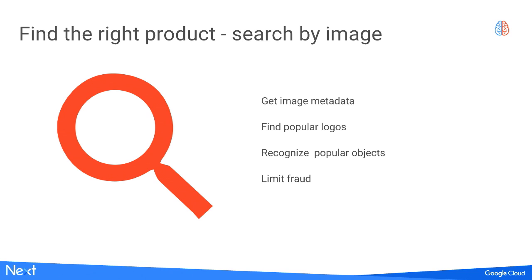So what I want to spend some time thinking about is how do we think about finding the right product? There are a couple of things you can go around. One is, when the user of your website sends an image as part of the search box, how can I get metadata on that image? What is that image about so I can drive a search process? The other aspect is thinking about logos.